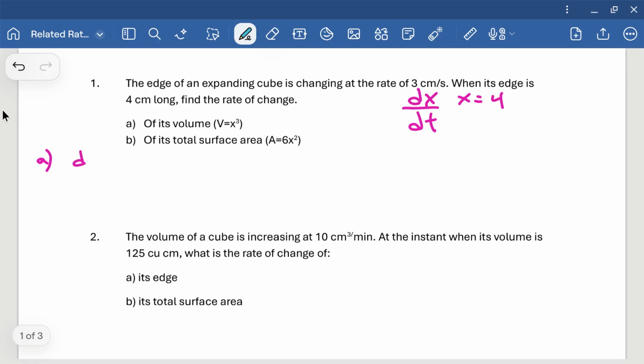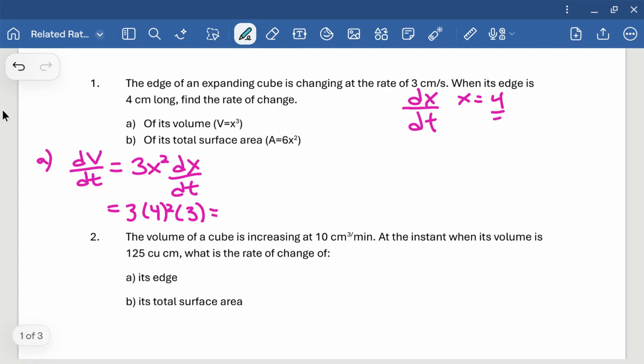So the derivative of V equals x to the power 3 would be dV over dt, because we're doing it in terms of time, equals 3x squared dx over dt. So once we've taken that first derivative, then it is an easy plug-in. So we'll plug in the value of 4. So you'd have 3 times 4 squared times 3.